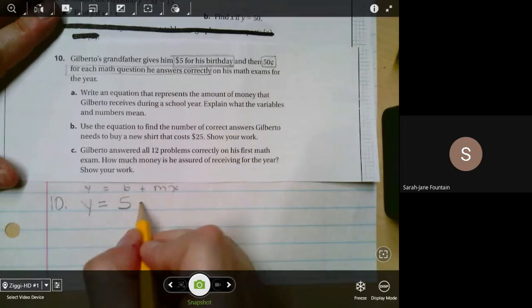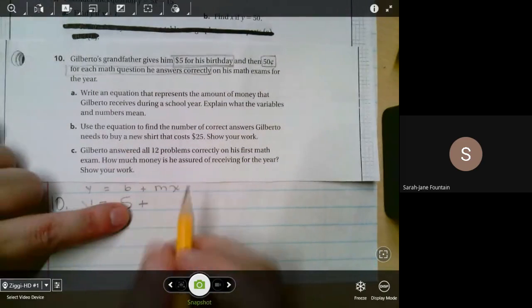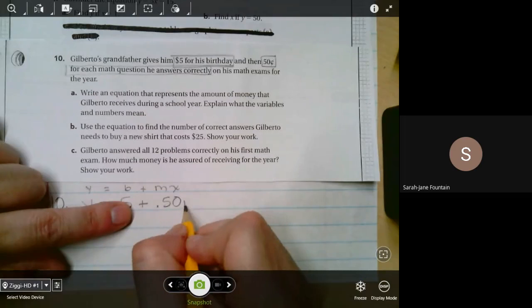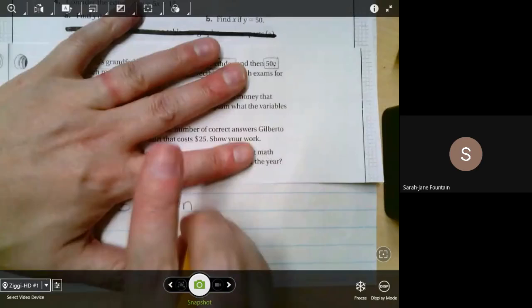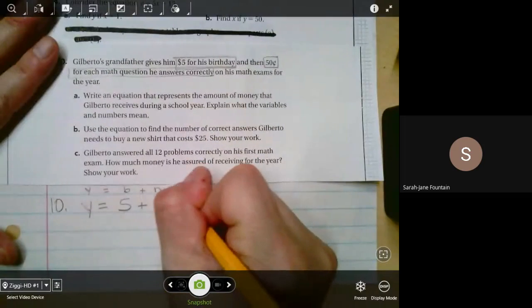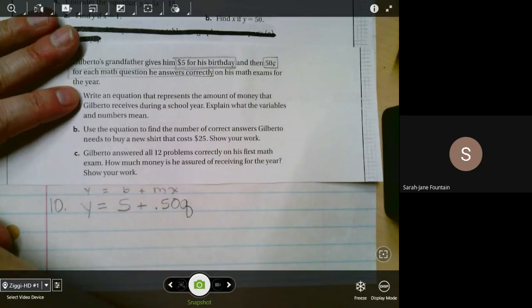So b plus, and then 50 cents for each math question he answers correctly. So then I'm going to add 50 cents for each math problem. And you can use whatever letter you want. It does not matter. It's going to have the same value no matter how you do it. So write an equation that represents the amount of money that Gilberto receives during a school year. Explain what the variables and numbers mean.